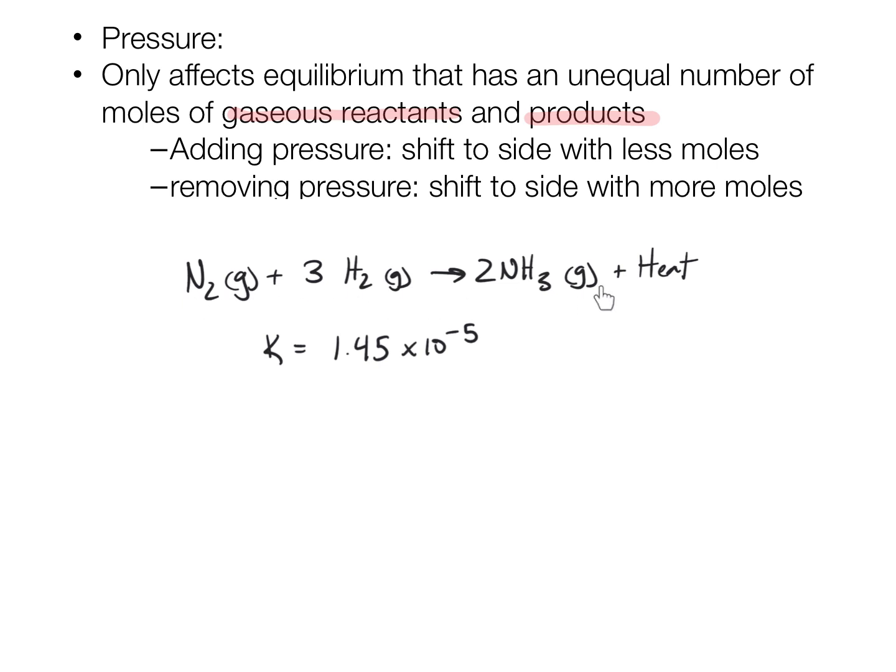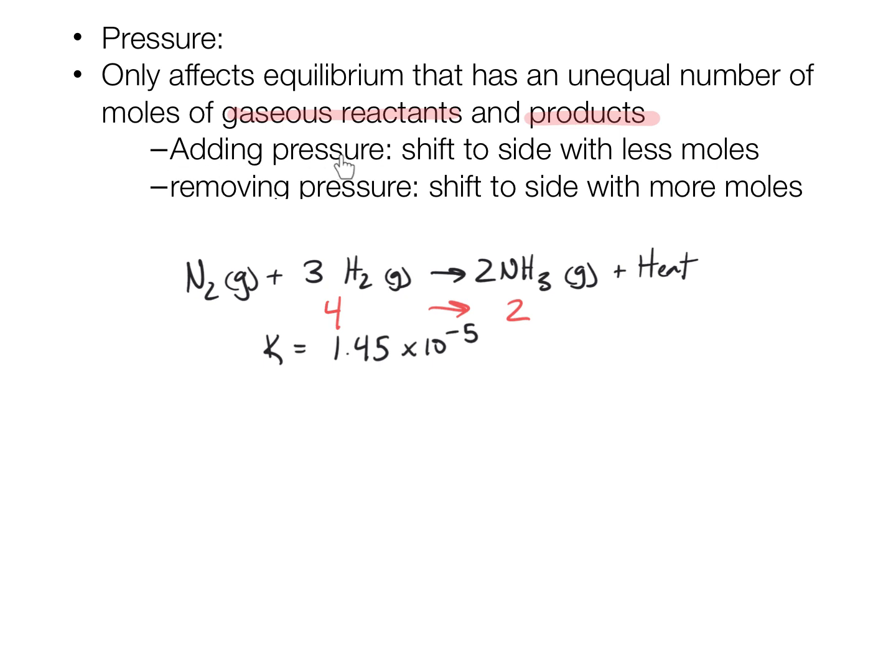Take a look at my reaction. I have 1 mole of N2 and 3 moles of H2. So I have 4 moles of gas on the reactant side. And I'm producing 2 moles of gas on the product side. And so I have an unbalanced number of moles of gas on the reactant and product side. So the first thing you need to do is pay close attention to which side has more moles of gas.